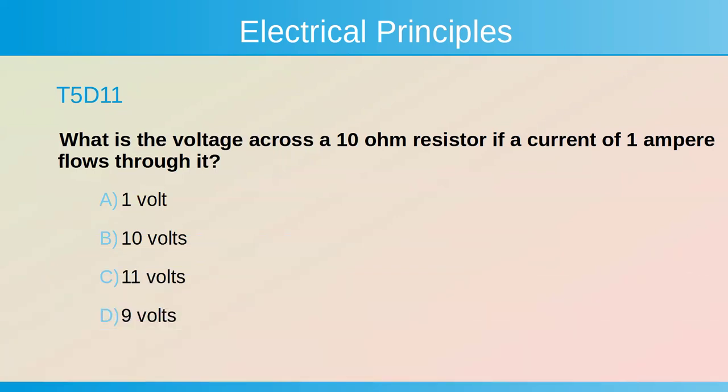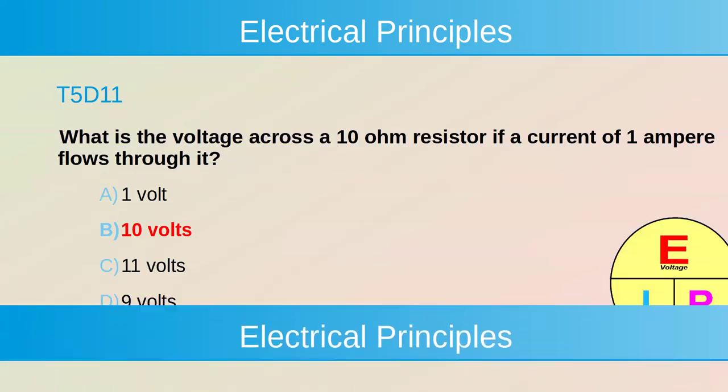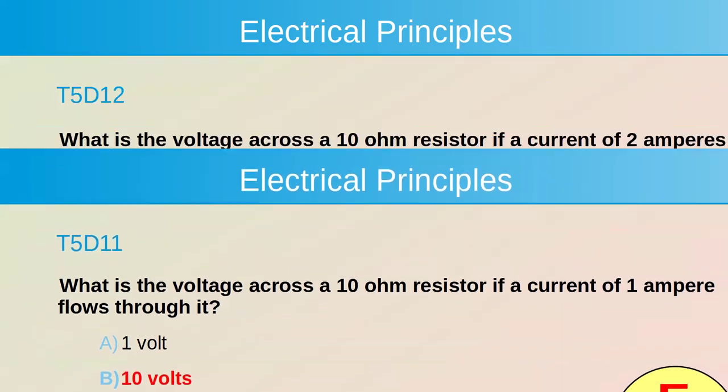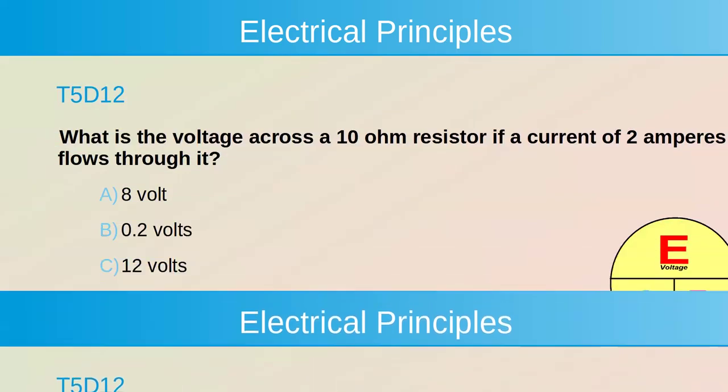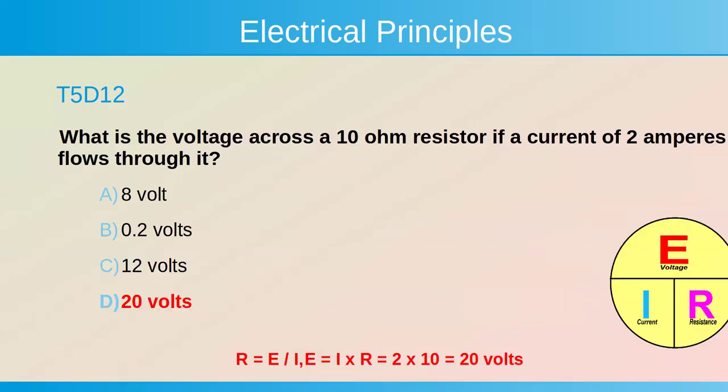What is the voltage across a 10 ohm resistor if a current of 1 amp flows through it? That's Bravo. I was trying to remember the Bravo equation. Very good. What is the voltage across a 10 ohm resistor if a current of 2 amperes flows through it? The delta. Delta.